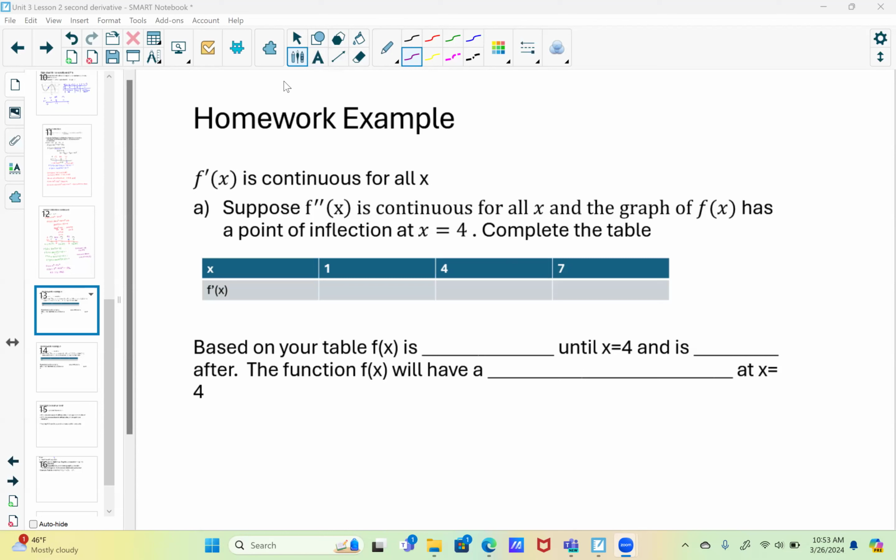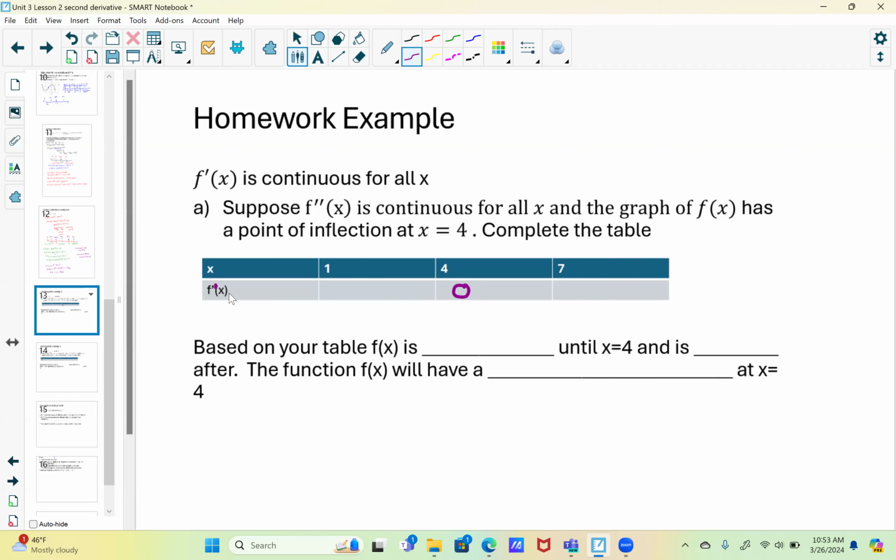Complete the table. So for a point of inflection, what we know is that the second derivative, and this should be f double prime, has a value of 0 at x equals 4. So this would be 0. And the second thing that has to be true is that the sign must change. So you can either make at x equals 1 it to be a positive number or a negative number, but whichever one you choose, the opposite sign for x equals 7.